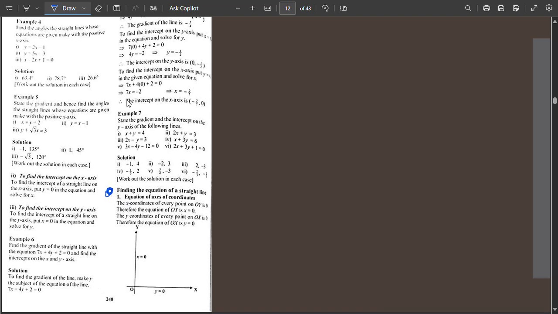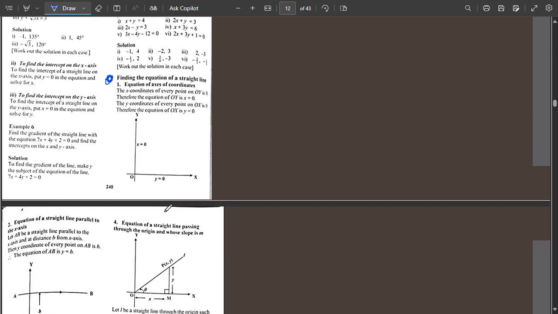Find the equation of a straight line. The equation of the axes of coordinates. First one is about the equation of the axes of coordinates. The y-axis has its own equation because it's a line. The x-axis also has its own equation because it's a line. The y-axis has the equation x equal to 0, because it intersects at x equal to 0. And the x-axis is y equal to 0.